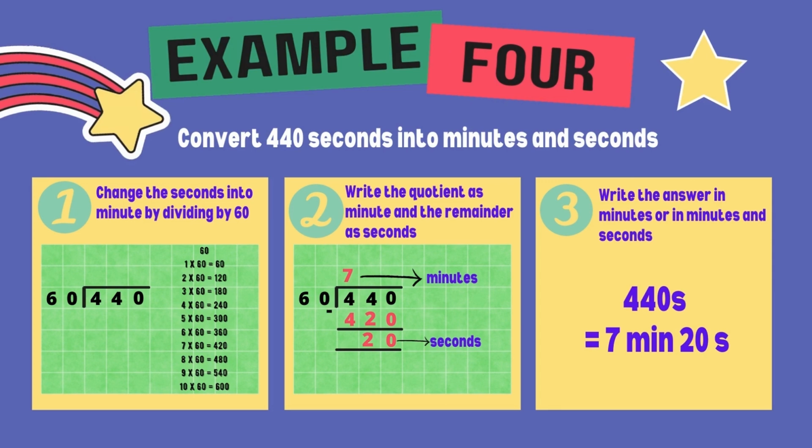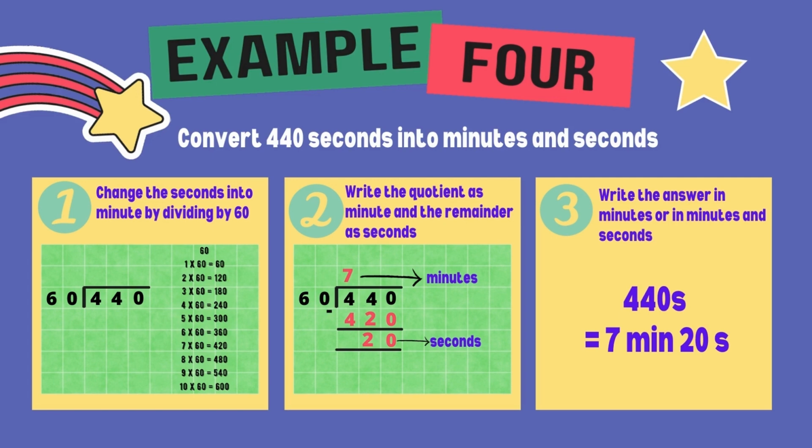Okay. The last example for today, which is example 4, again, convert 440 seconds into minutes and seconds. So again, in step 1, you divide it by 60, as you can see there, 440 divided by 60, and then you carry out your division, and you have the answer 7 as the minutes, and the remainder there is 20, which is your seconds. Okay, so then you write it in the last step to be your answer, which is 440 seconds is equal to 7 minutes and 20 seconds.